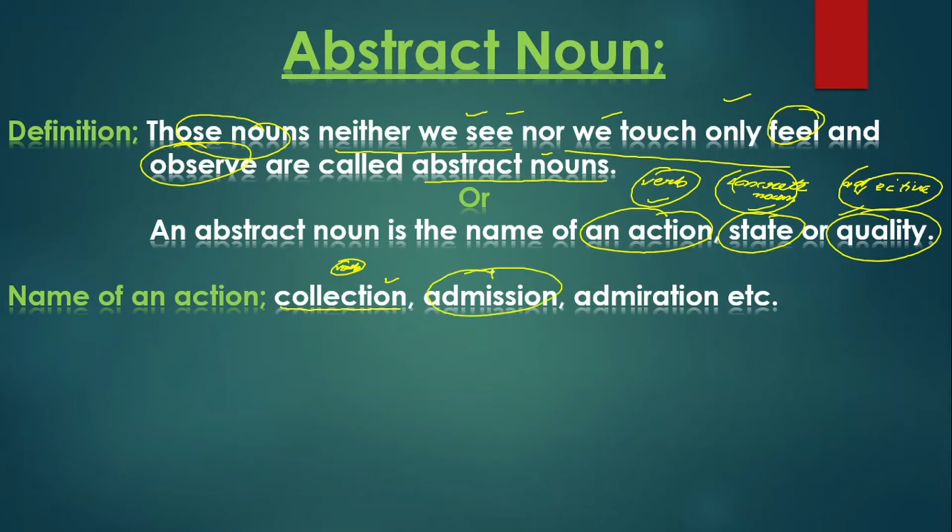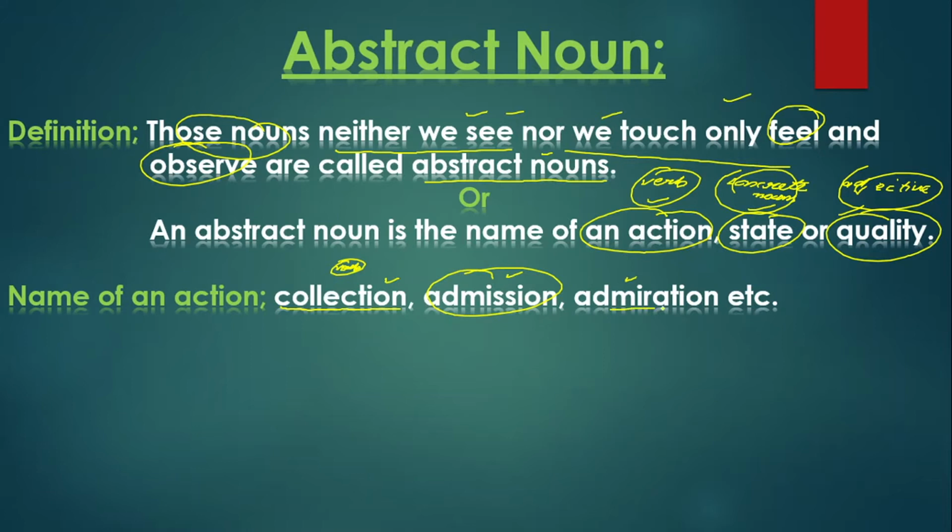The next one is admission. Admission is taken from the word admit. Admit means to enter, and admission is the name of that action. For example, I say he is taking admission. Now admission is a sort of action which is being done by him. That is only observed.